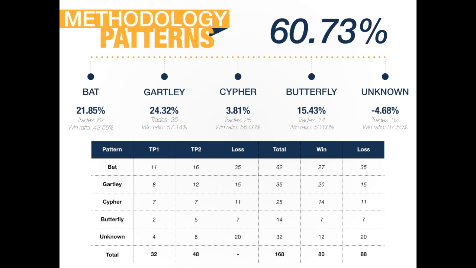I want to draw your attention to the win ratio as well. You can see the bat win ratio is less than 50%, but it produced such a high return compared to Gartley, cipher, and butterfly. Once again, I would like to emphasize that this is mainly because of the risk to reward ratio. The bat pattern offers a higher risk to reward ratio compared to Gartley and cipher.